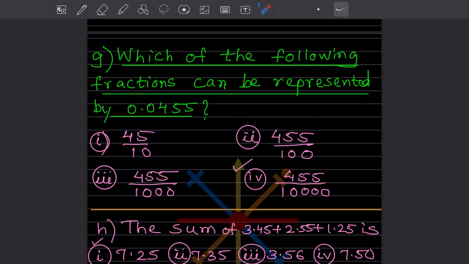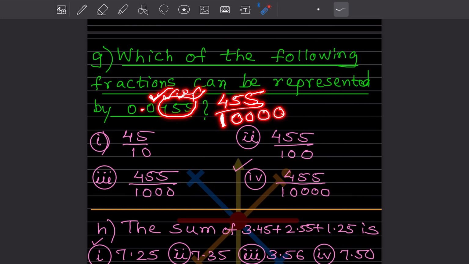Which of the following fractions can be represented as 0.045? So now see after the point, how many digits are here? 1, 2, 3, 4. 1, 2, 3, 4 means what number do we have to see? The number is 455. So we are going to write here 455. And how many digits did we count after the point? 1, 2, 3, 4. So you will write here 1 and 4 zeros. See here, 1 should be compulsorily written, and after that you have to write 4 zeros. So 1, 2, 3, 4.